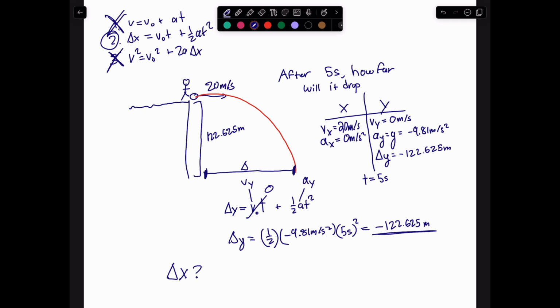Well, first, like I said, we know the ball is going to hit the ground after 5 seconds. So that's our t. From the previous problem, we can separate x and y components again. The only thing we're adding now is that delta y equals negative 122.625 meters. And we are looking for delta x.